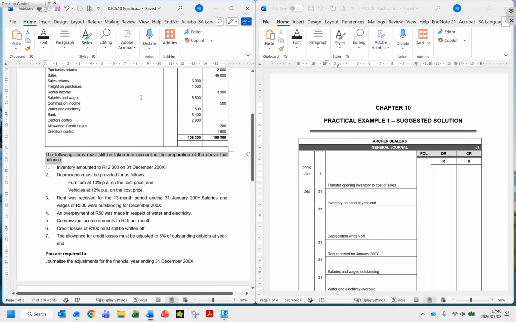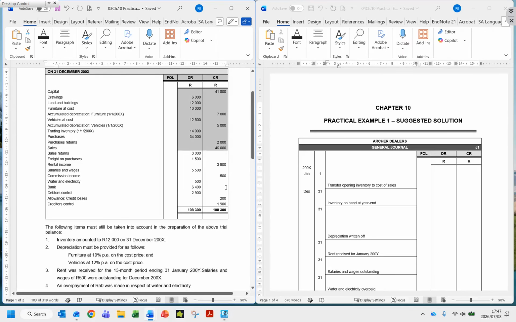The following items must still be taken into account in the preparation of the above trial balance. So these adjustments and the amounts for them are not yet included in these pre-adjustment trial balance balances. Some of these amounts will include income and expenses for another financial period, and some of these amounts do not yet include income or expenses that must be included for the current financial year.